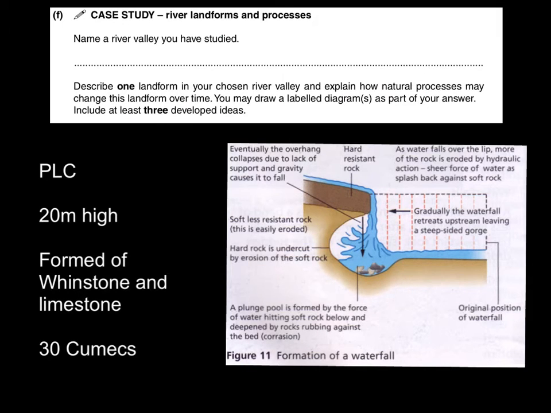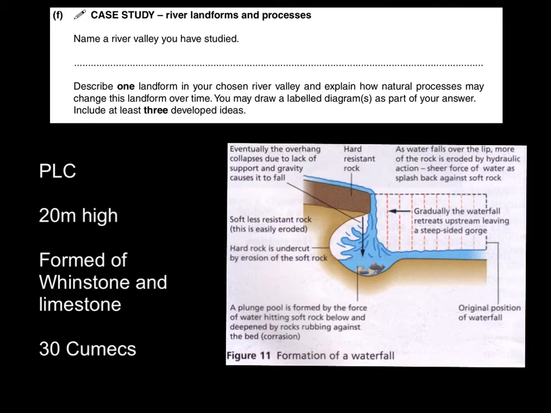Now, a labelled diagram would look something like this, okay, and it may well be that you can get most of the marks here. You do need, however, some PLC. So, for example, this top layer of hard resistant rock is the whinstone, W-H-I-N stone, and it's igneous and it's incredibly resistant to erosion. The relatively soft rock here is actually limestone, which actually is a relatively hard rock normally, but compared to the whinstone isn't. You then need to think about, well, what PLC? So it's about 20 metres high. It's the highest waterfall in Britain. It had about 30 cubics of water, that's cubic metres per second, pouring over the top of it. So you've got that sort of description.